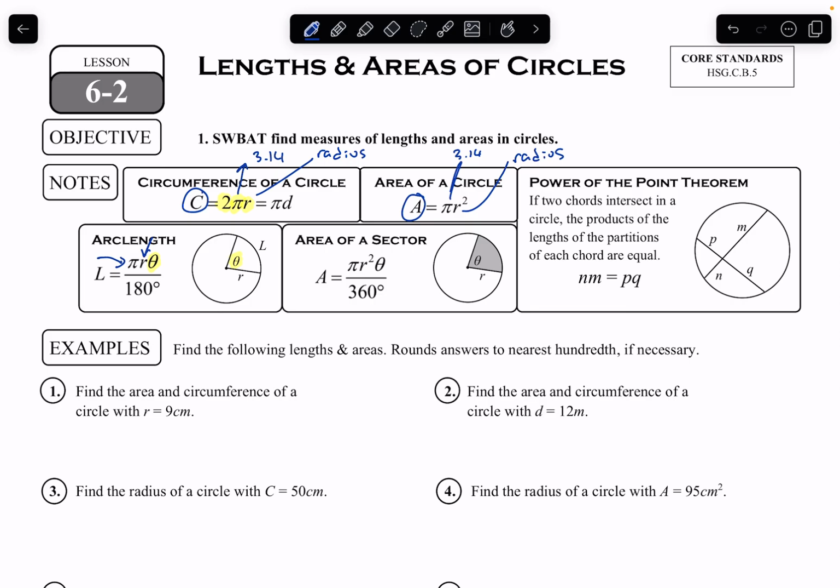Area of a sector. Instead of finding the area of the entire circle, what if I just want to find how much area one slice of the circle is? So kind of what's the area of my slice of pizza or my slice of pie? That formula uses a lot of the same pieces. It has pi, it has radius, but this time it's radius squared. It has the angle measurement from right here in the center of the circle, and it has 360 degrees on the bottom instead of 180 degrees. So be really careful using this formula that you use 360 instead of 180 and that you use r squared instead of r. Otherwise, it's pretty much the same formula.